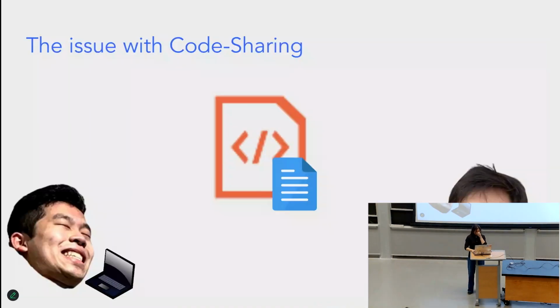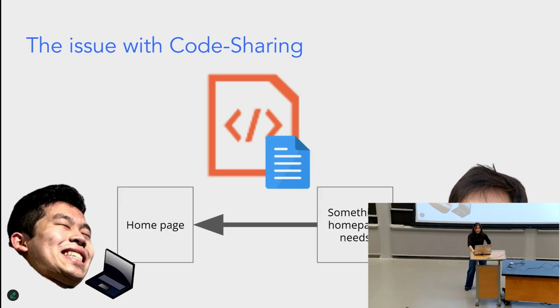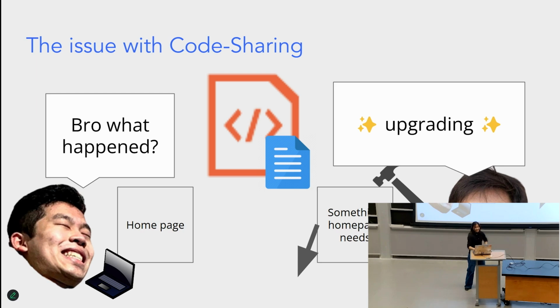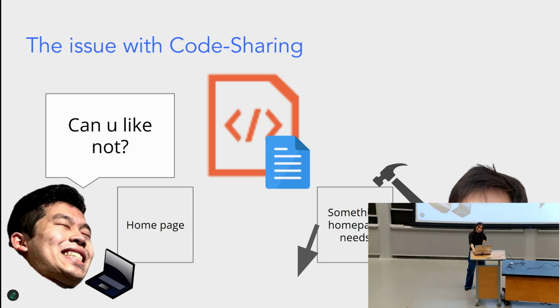Consider the following. Let's say that Tony and Nick are working together on this project, and Nick is working on the homepage while Tony is simultaneously working on another part of the website that the homepage needs in order to run. And then the thing that Tony is working on goes down as he is making his improvements. And Nick is like, bro, what happened? And Tony is very happy about the upgrades that he's making. But Nick is not as happy about the upgrades Tony is making.